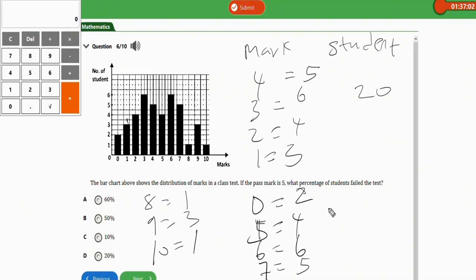All right, so let's sum this on this calculator. Remember, we stopped at 20. All right, so let's add the additional ones. So we have 20 plus 4 plus 6 plus 5 plus 1 plus 3 plus 1. All right, so let's press equal to.